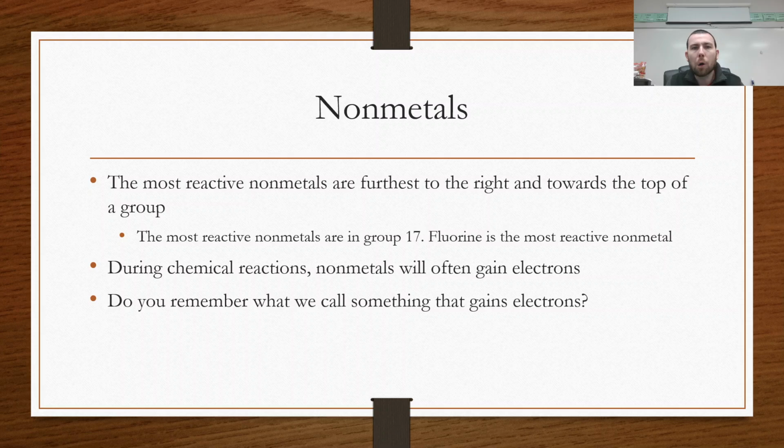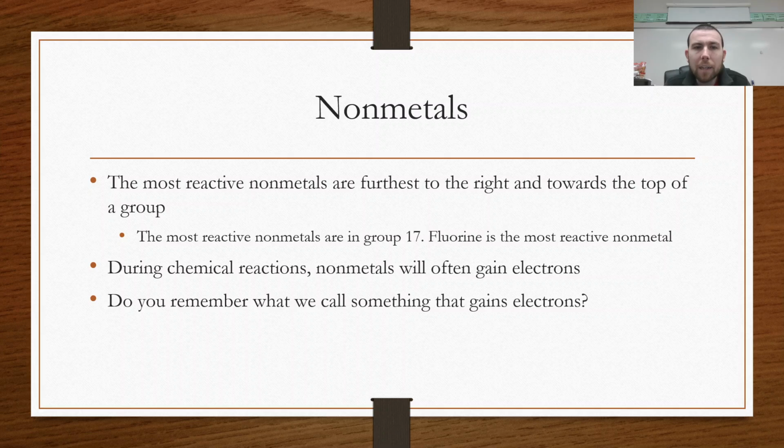Now, I've listed that the most reactive nonmetals are in group 17. And you might be thinking to yourself, well, Mr. Kenton, don't you have the noble gases that are in group 18? Aren't they further to the right? And that's correct. But the noble gases don't react with other elements very often. And so it's actually the nonmetals that are in group 17 that are the most reactive. And so when we take a look at that from that perspective, that means that fluorine is our most reactive nonmetal. So fluorine, element number 9, is our most reactive nonmetal.